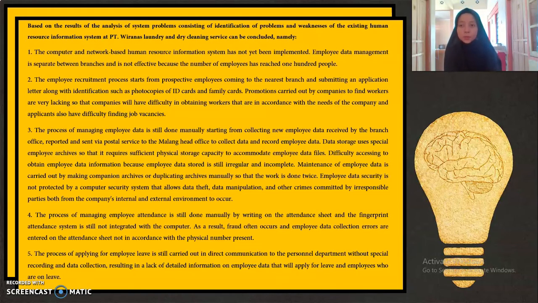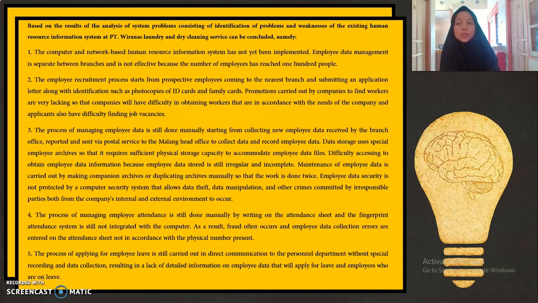2. The employee recruitment process starts with prospective employees coming to the nearest branch and submitting an application letter along with identification such as photocopies of ID card and family card. Promotion carried out by the company to find workers is very lacking, so the company will have difficulty obtaining workers in accordance with its needs, and applicants also have difficulty finding job vacancies.